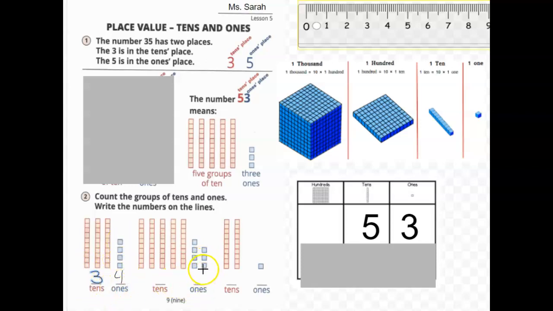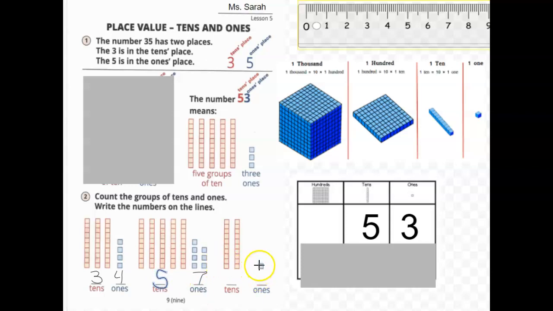Let's do this one. How many ones do we have? We have 1, 2, 3. It doesn't matter if they're sitting next to each other, as long as they're not stacked up into a 10 rod. Okay, so let's try it again. 1, 2, 3, 4, 5, 6, 7. So we have 7 ones. And then how many 10s do we have? 1, 2, 3, 4, 5. We have 5 10s. So 57.